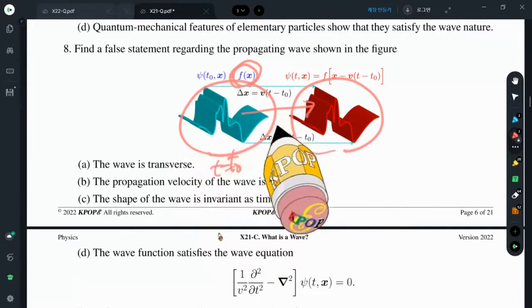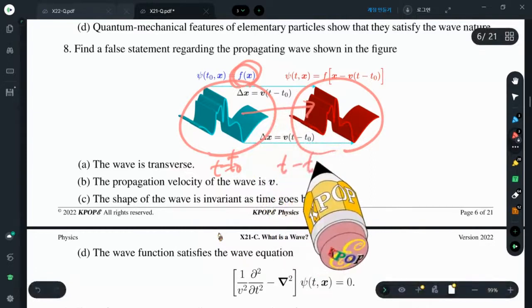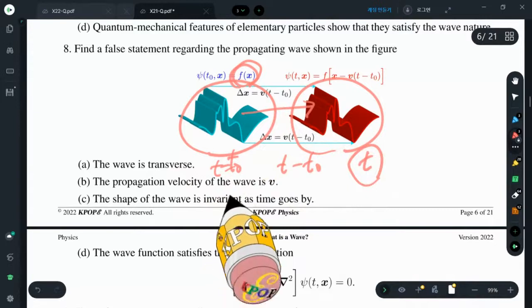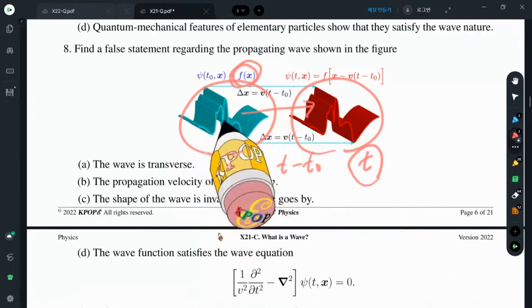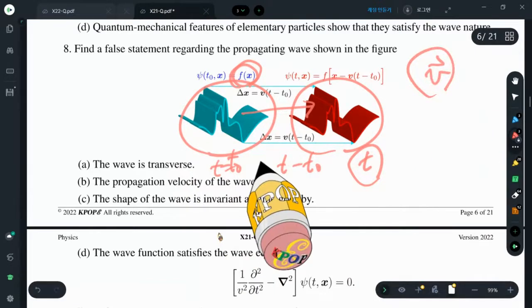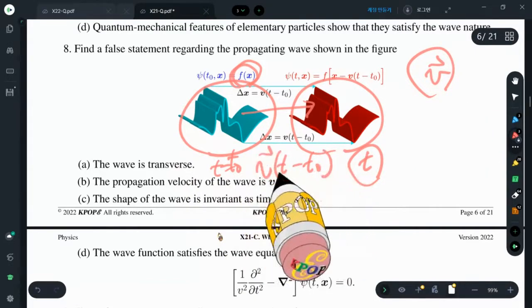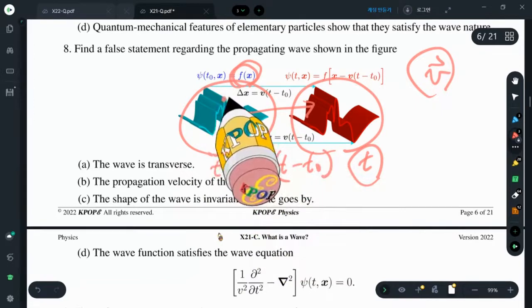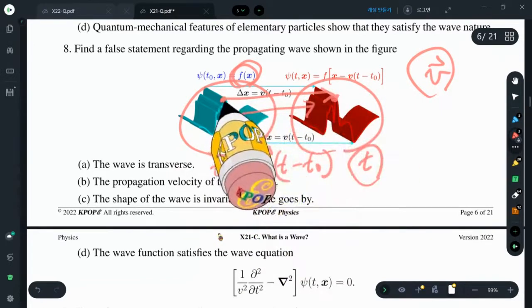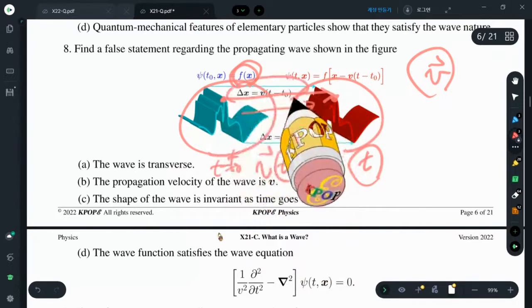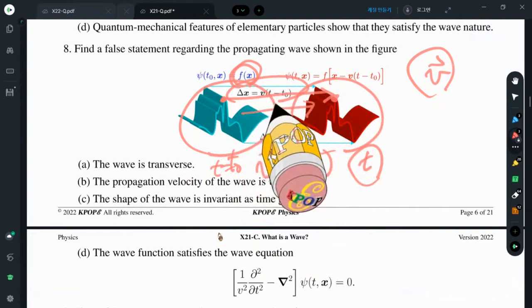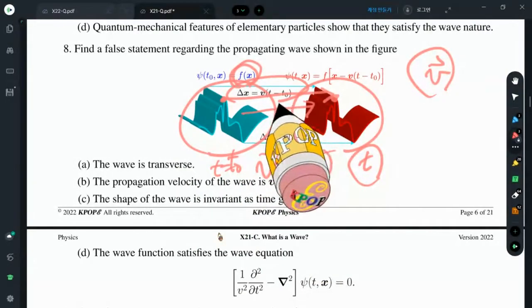And as time goes by, from t0 to t, if it translates with the same velocity v, then the position of each point has been translated from here to there. The distance of travel is delta x, that is velocity multiplied by the time difference, t minus t0.